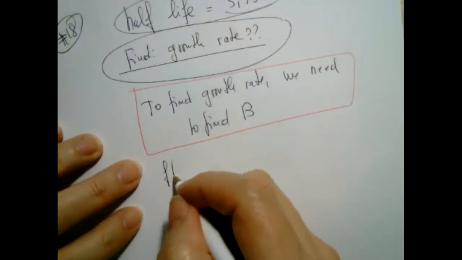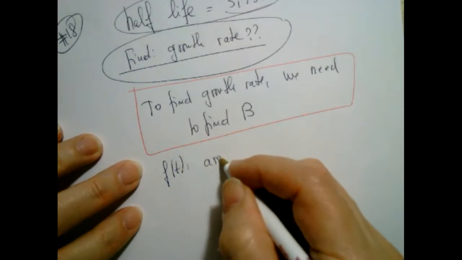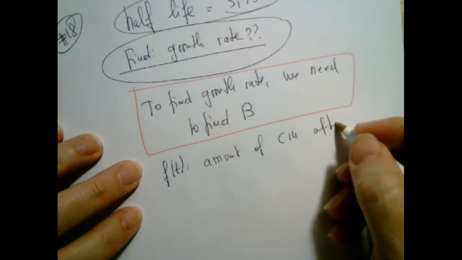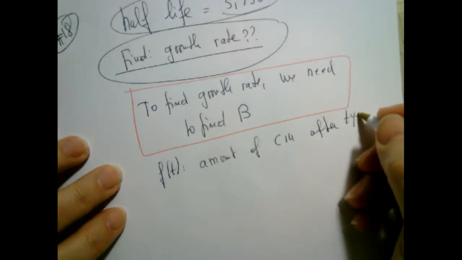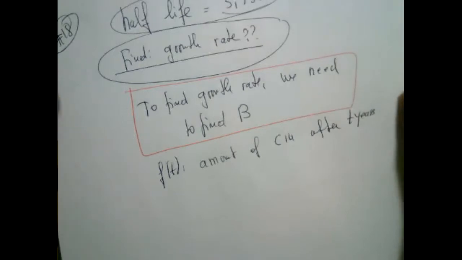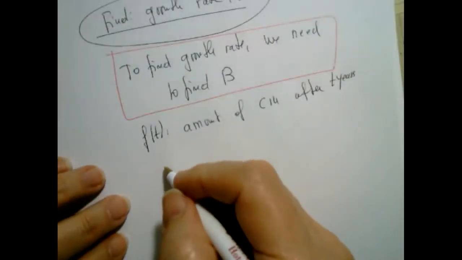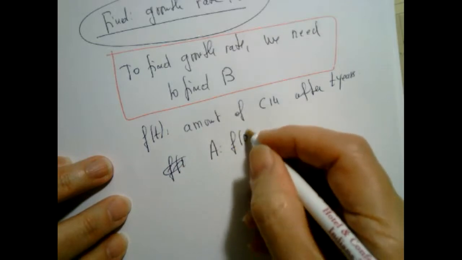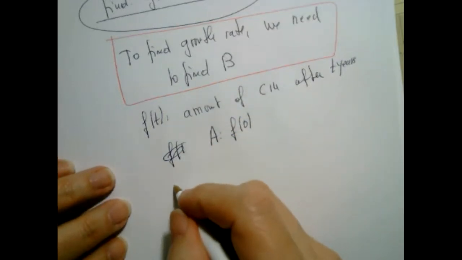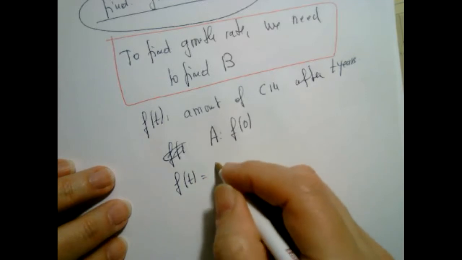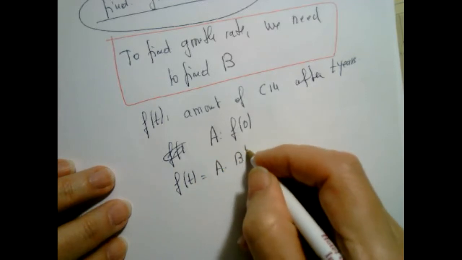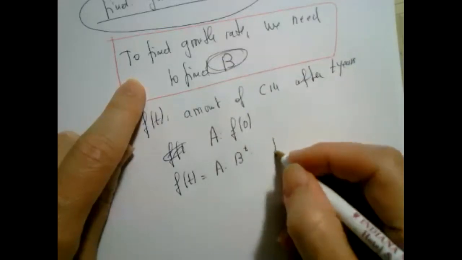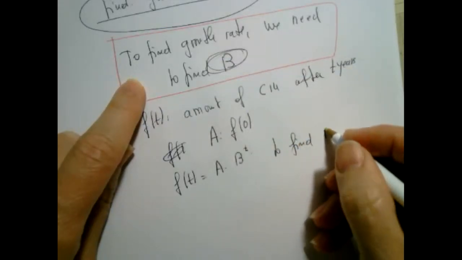So we're going to call f of t the amount of carbon 14 after t years. Since we don't have the initial value, we'll call A the initial amount that I don't know, but we will not need it in the problem. Then f of t has the form A times B to the t, and the question is to find the B.